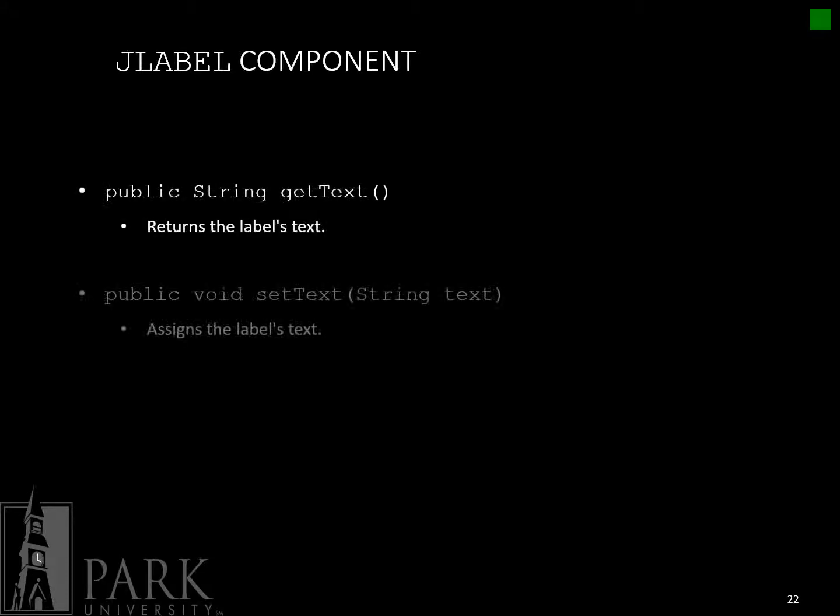As I said, setting the label text was optional. You can also use the setText method to set the text at any point, and you can also get the text that's on the label using the getText method. Let's look through one more component, and then we'll take a look at another example program, and that'll be it for this video.